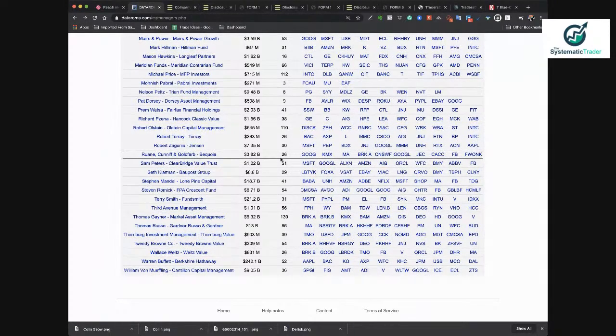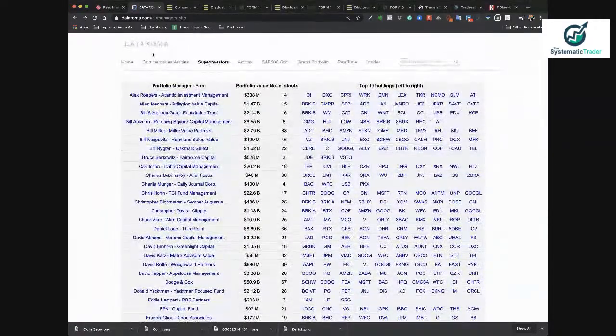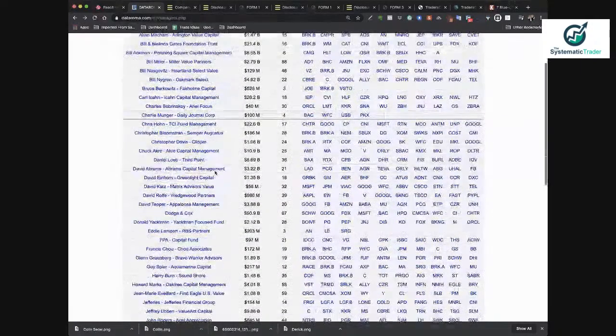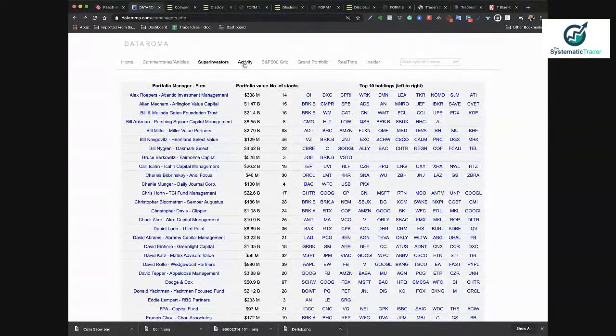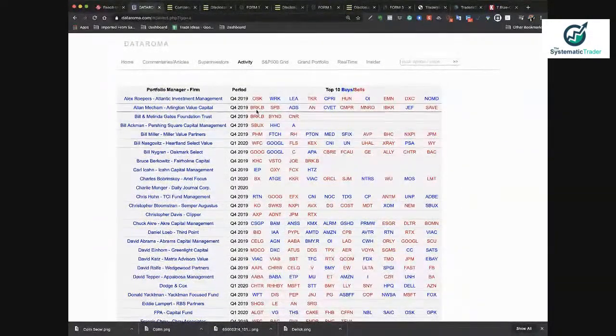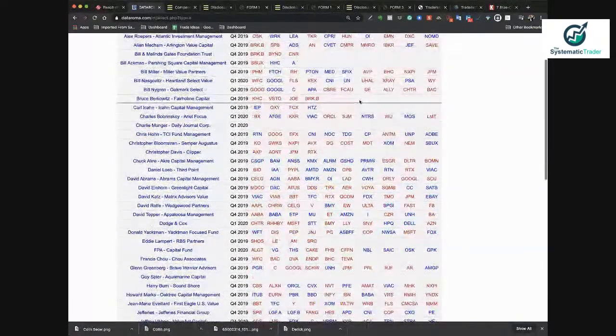Got it. So this website is called, as you can see here, dataroma.com. It's a free website. Under Super Investors, you can see what shares they are holding. Next is the activities. You can go to activities and see what they are doing. Blue is buy, red is sell. So now, is there more red or blue? About half. Some are more red, some are more blue.